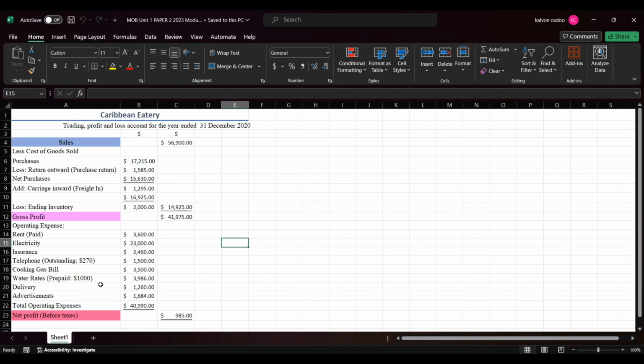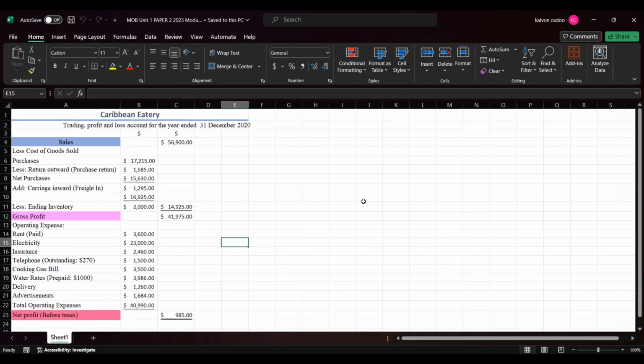Then we have the operating expenses, guys. We have rent, electricity, insurance, telephone. Remember, we had 270 outstanding, so we have to add it to the original figure they gave us for telephone. Then we have cooking gas bill. Then we have water rates. We were prepaid 1,000, so we're going to subtract that from the original water rates, giving us a new figure of 3,986. Then we have delivery, advertisement, giving us a grand total operating expense of 40,990. Then we take that, guys, and we subtract it from the gross profit, giving us a net profit of $985.